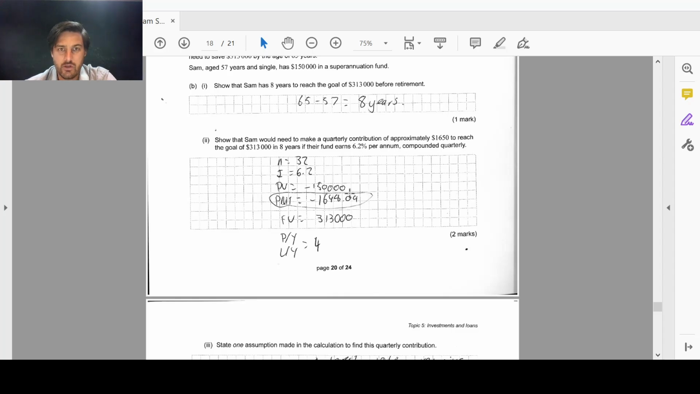The question is asking him to make a quarterly contribution. So this is what he's got at the moment. Okay, I told you this up here. He's got 8 years quarterly. Okay, 8 times 4 is 32. And then the interest rate is 6.2.